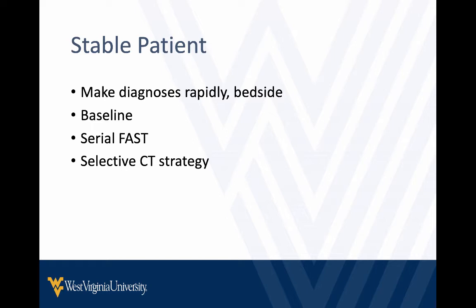We can get a baseline, so if we want to do serial FAST exams and follow a patient, especially maybe a pediatric patient or a pregnant patient, and be selective in our CTs, this can help us in that role as well. When we have multiple trauma patients and they all need to go to CT scan, maybe findings on the FAST exam can help us decide who goes first or who needs that extra nurse or the cooler full of blood to go with them to CT scan. FAST exam can help us tailor those decisions.